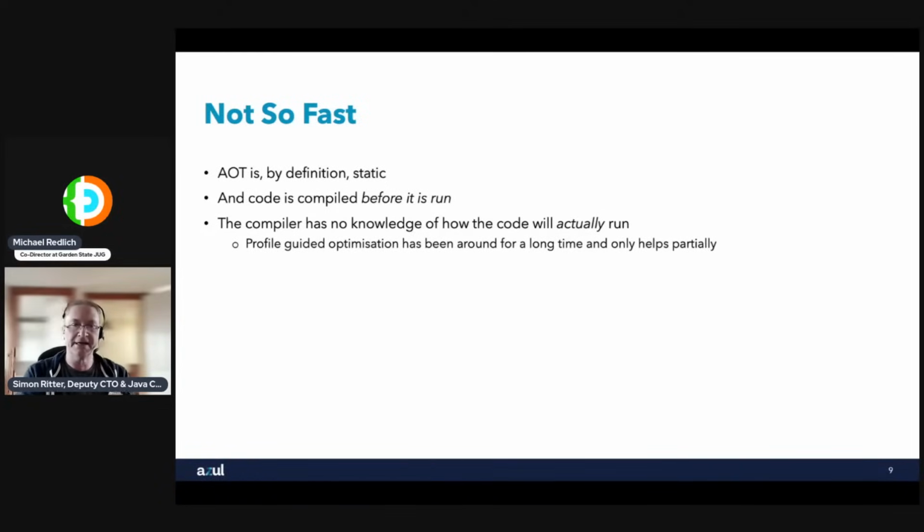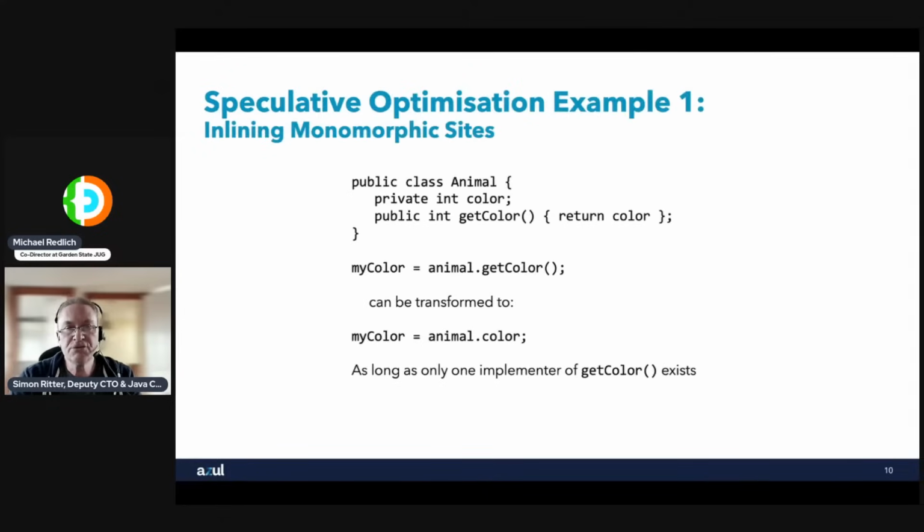But that has limitations because, of course, one run of a program may not be the same as the next run, or you may have very varying ways that the application is used. One run is not going to be representative of all runs, so it's limited in what you can actually do with that. To give you some ideas of how this has an impact, let's look at a couple of examples of what the compiler can do if we're using just-in-time compilation versus ahead-of-time compilation.